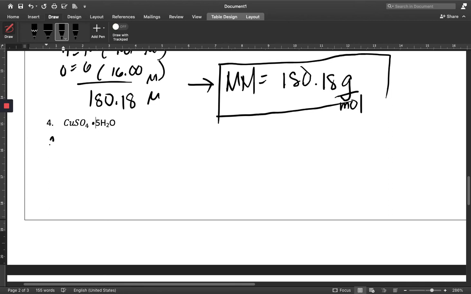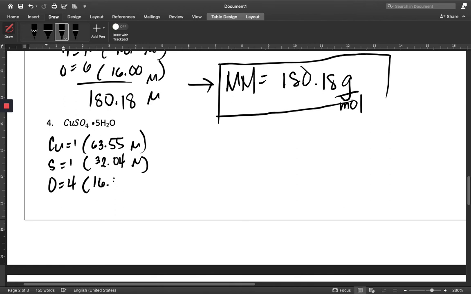So here we have copper, Cu, and then SO4. So oxygen has four, sulfur has one, copper has one atom. Then if you look at the atomic mass of copper, that is 63.55 atomic mass units, while for sulfur you have 32.04 atomic mass units. And then for oxygen you have 16.0 atomic mass units. Okay, and then you also take into account water, so you have H and then oxygen.